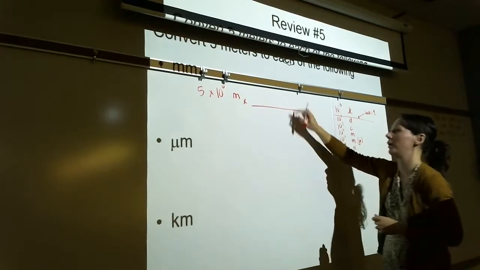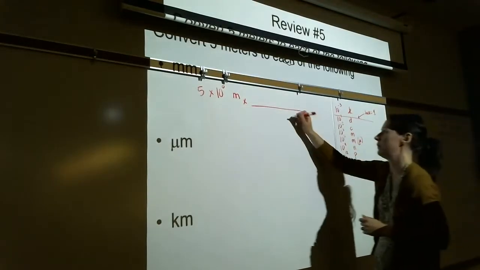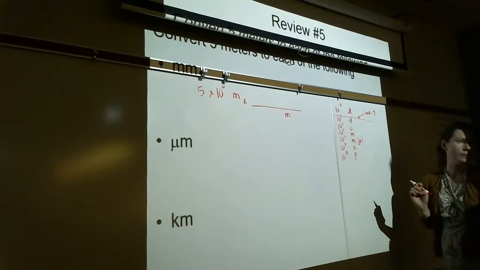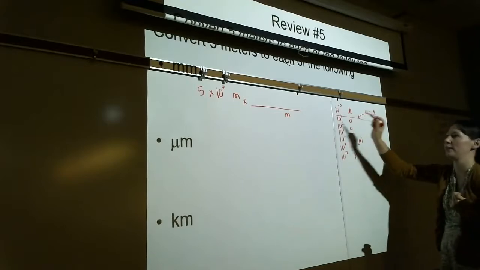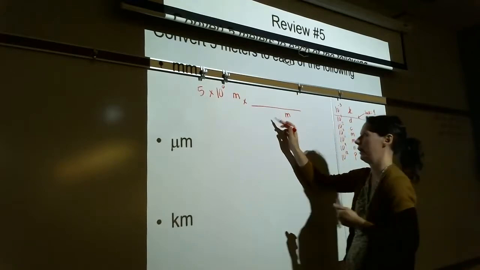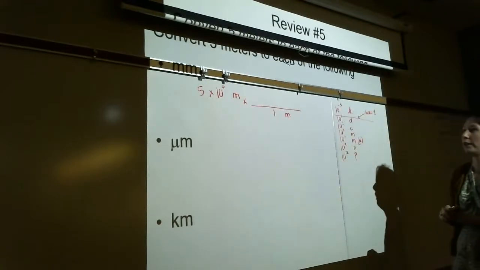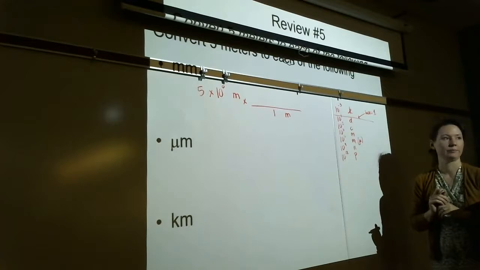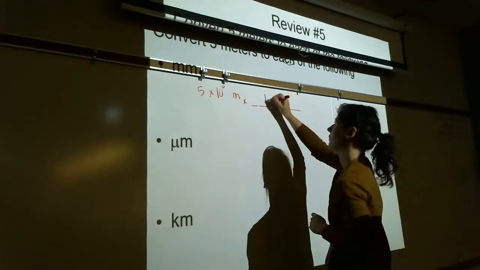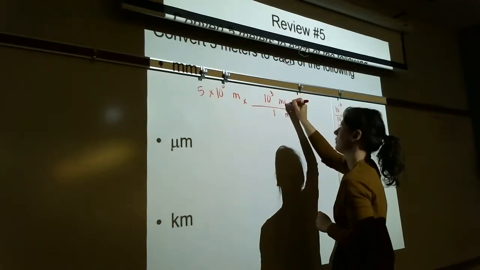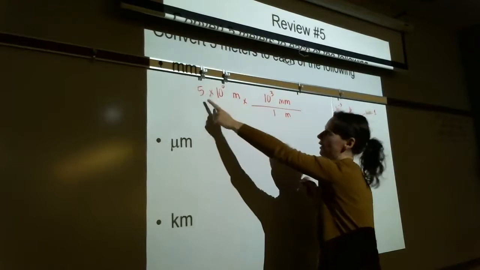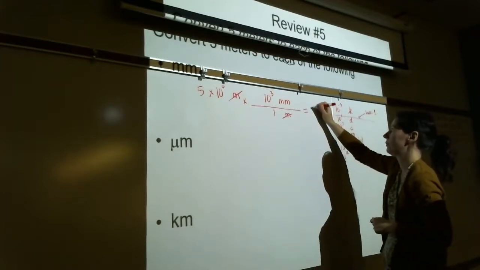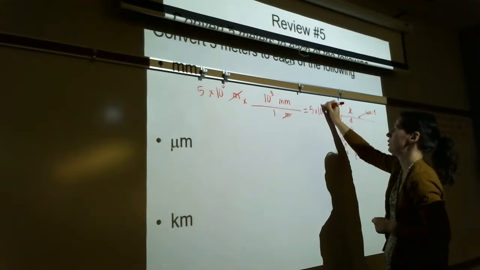Okay, meters goes on bottom or on top? Bottom, I want to get rid of it. And where is meters on here? It doesn't have a prefix, so what does that mean it is? It's base, right? So that means that the number that goes with it is 1, right? And I'm converting to milli. So which value goes with milli? 10 to the 3 or 10 to the 6th? 10 to the 3rd, right? All right, so 5 times 10 to the 0, or 5, times 10 to the 3rd divided by 1. So that's what? My final answer is 5 times 10 to the 3rd millimeters.